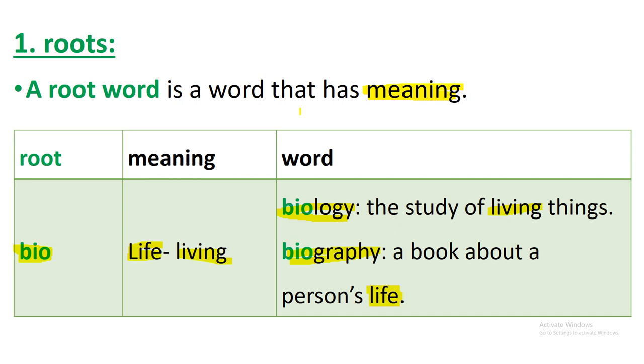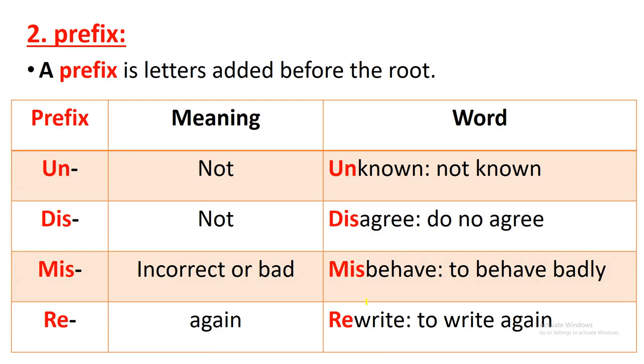So we started with the root. The root is a word that has meaning and it doesn't have prefixes or suffixes. For example, the word bio means life or living. For example, biology and biography. Biology means the study of living things. Biography means a book about a person's life.